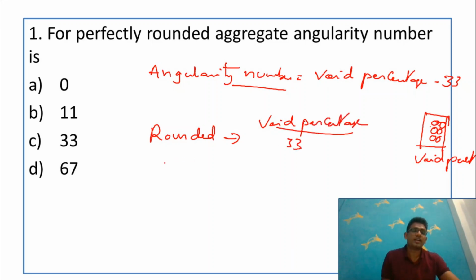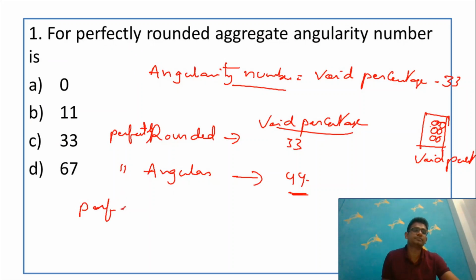Now suppose if you take the rounded aggregate, in that case this void percentage is 33. And if you take the angular aggregate, void percentage will be 44. That means perfectly rounded, or else perfectly angular. So in case of perfectly rounded aggregate, void percentage is 33. In case of perfectly angular aggregate, void percentage is 44. So they are asking for perfectly rounded aggregate. So what will be the angularity number? 33 minus 33. That is equal to 0. So remember that for perfectly rounded aggregate, angularity number is 0.